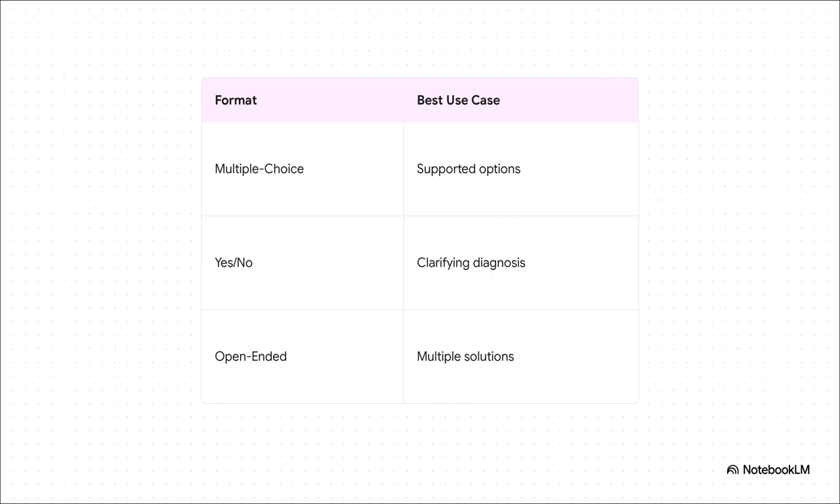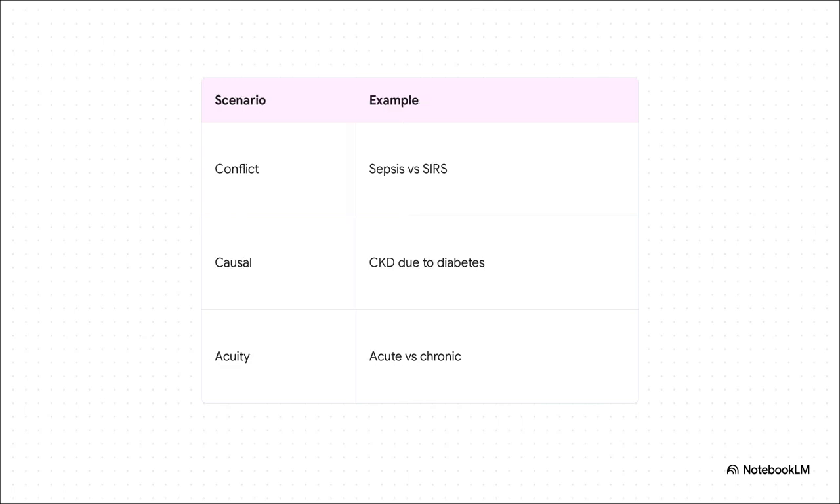Multiple choice is your gold standard when you have several supported diagnosis options. Yes/no is strictly regulated. You should only use it to clarify a diagnosis that is already partially documented. And open-ended queries? Those are best when multiple clinical solutions are possible and you just can't provide a neat little list for the physician. Knowing these formats helps, but you also need to know where to spend your time.